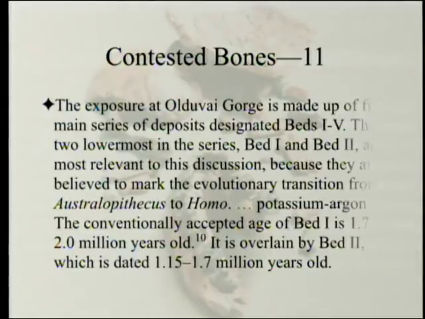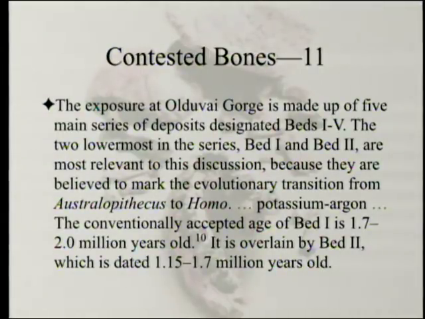The exposure at Olduvai Gorge is made up of five main series of deposits designated beds 1 through 5. The two lowermost in the series, beds 1 and 2, because they're the first, are most relevant to this discussion because they are believed to mark the evolutionary transition from Australopithecus to Homo. According to potassium-argon dating, the conventionally accepted age of bed 1 is 1.7 to 2.0 million years. It is overlaid by bed 2, which is dated 1.5 to 1.7 million years old.